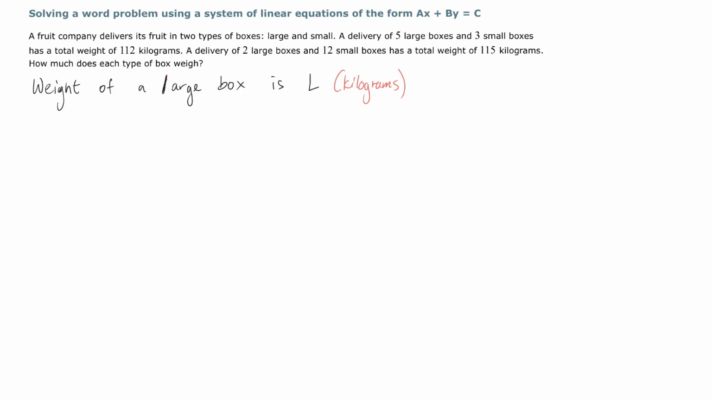Now once you get one of the variables, the second variable usually comes intuitively. So let's say the weight of a small box is, let's say, capital S. And once again, that is measured in kilograms.